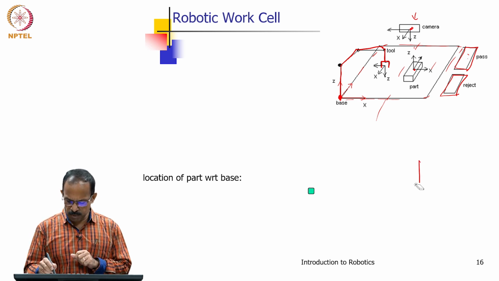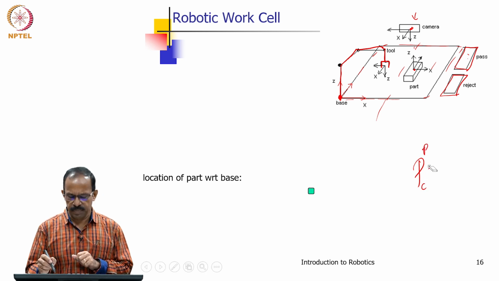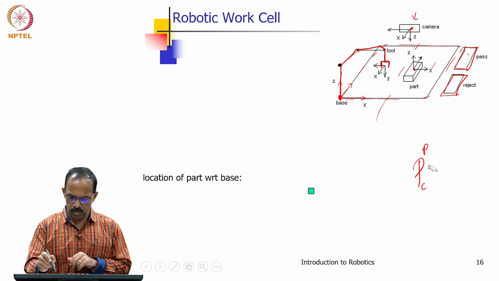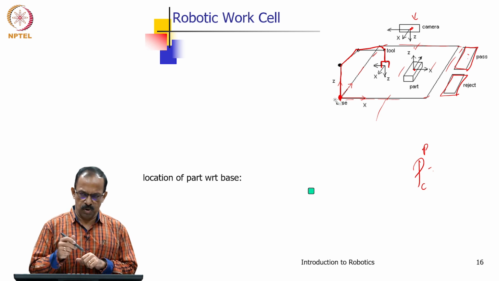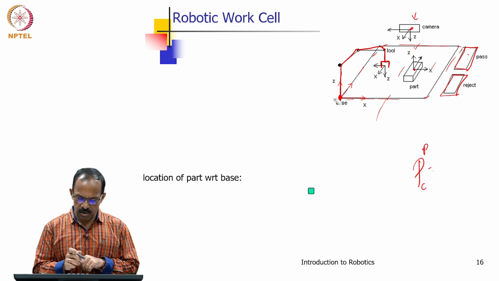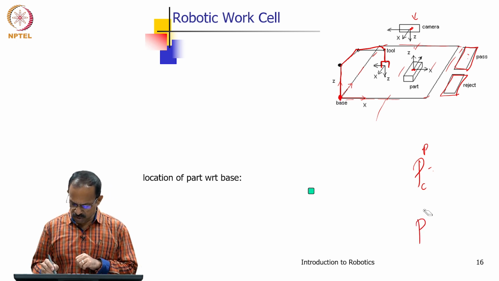So, you can actually get the position of the object. I say the object is P, the position of the part with respect to the camera. So, the position of the part with respect to the camera can be obtained, and this information is passed to the robot. Then the robot has to calculate the position of the part with respect to its base.